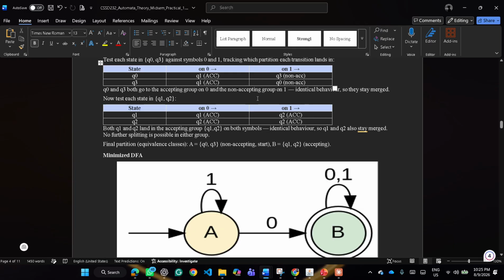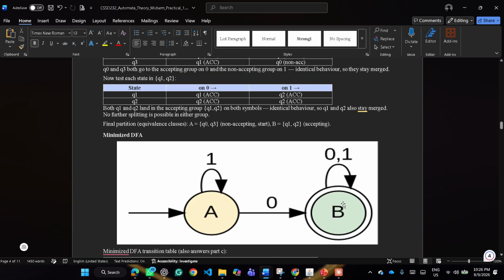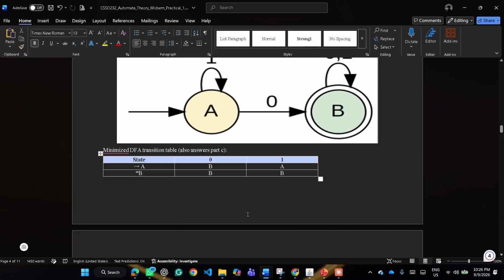This is just the same as this, because 0, 1 means you maintain your position, and 0 means you just move. So basically, this is the derived minimized diagram of the previous DFA, the DFA that we are talking about.